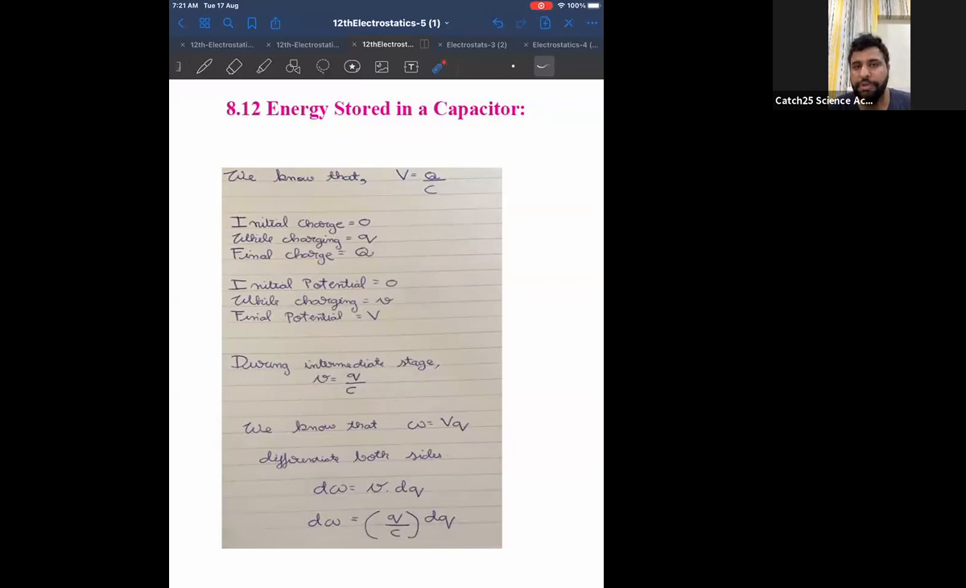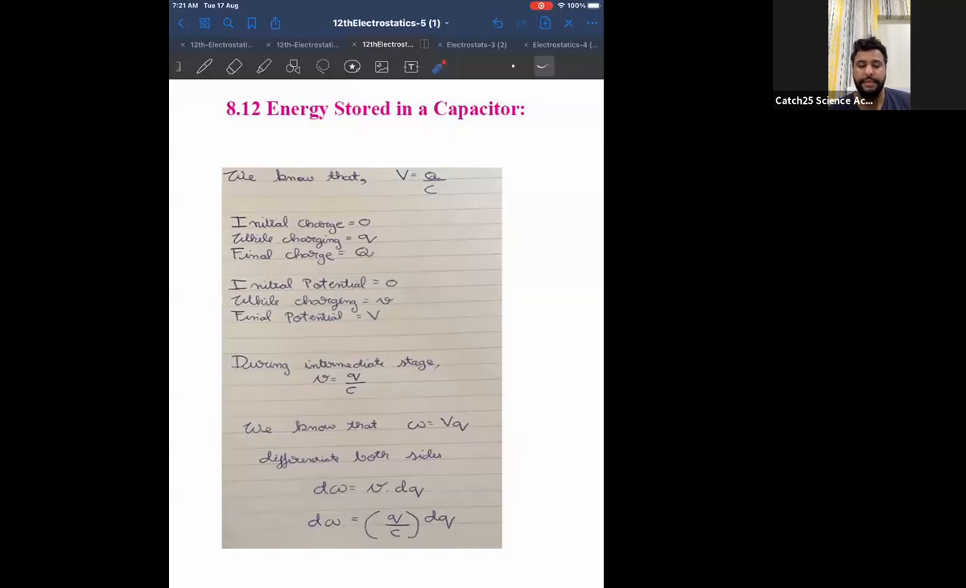But like most of the derivations in physics, where energy is asked, I will not find out energy, I will find out work done. And finally, I'll conclude that that work done is equal to my energy. Therefore, in my derivation, I want to find out what is the work done. So with that, I will start with the basic formula for capacitor.